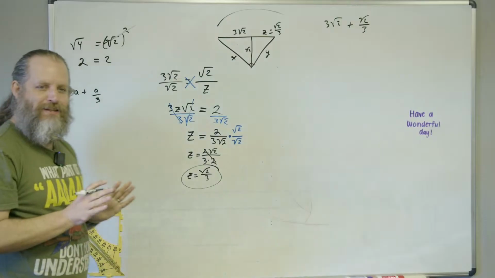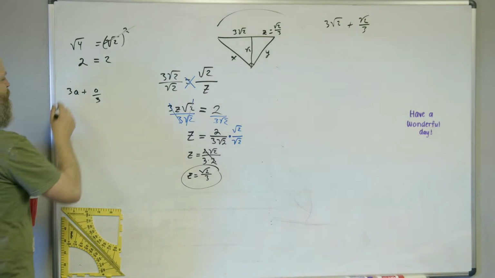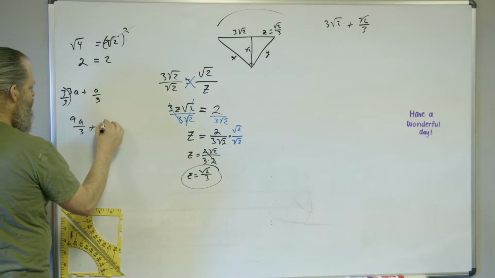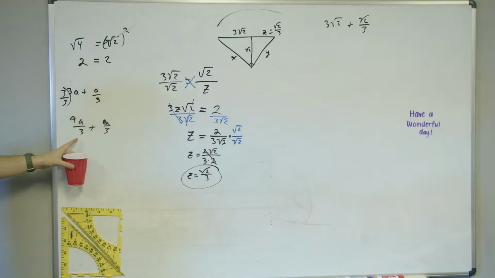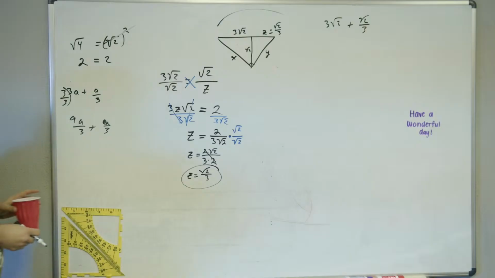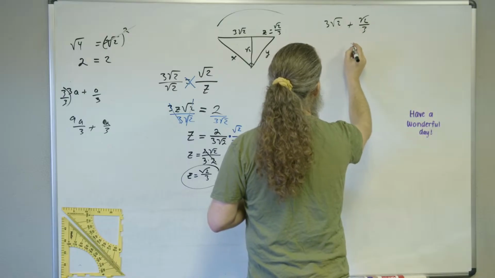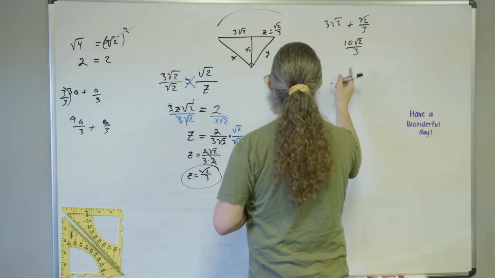In order to add fractions, what do we need? We do need a common denominator, so we multiply this times 3 over 3, we get 9a over 3 plus a over 3. What's 9/3 plus 1/3? 10/3, true enough. So same idea over here, right? You'd have 9/3 plus 1/3 the square root of 2, so you'd end up having 10 times the square root of 2 over 3. And that's this big chunk over here.